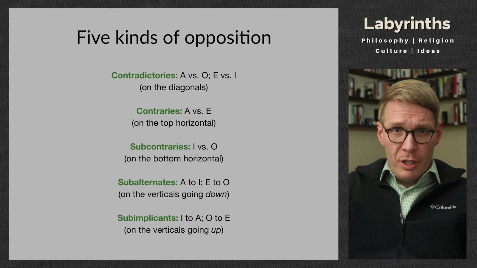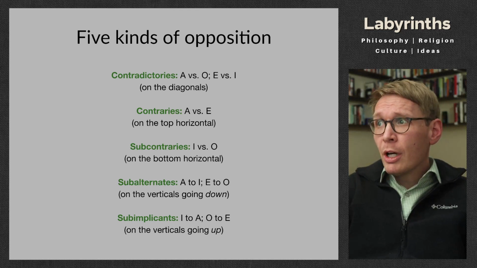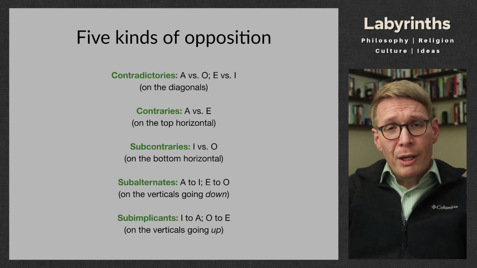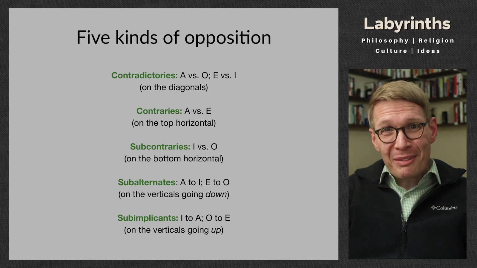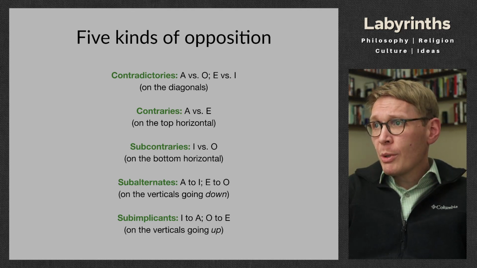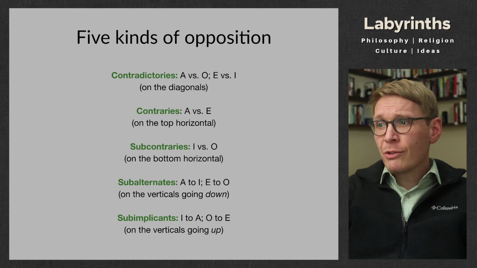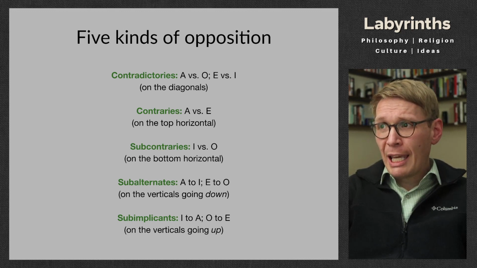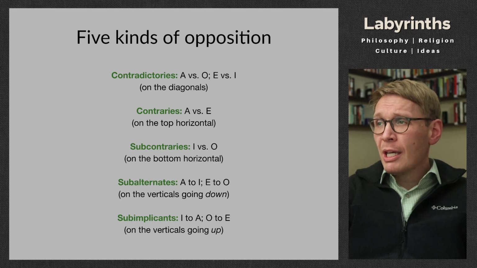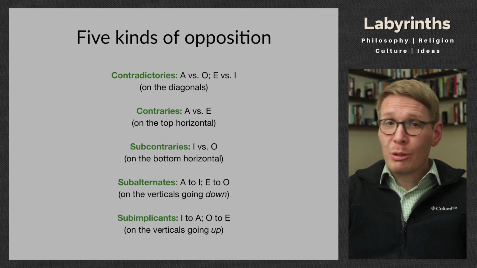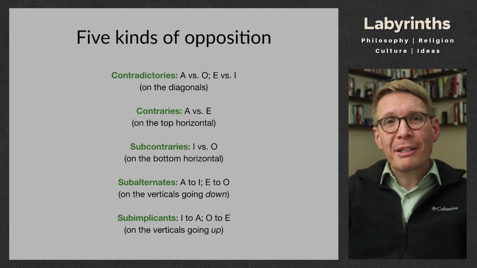Five kinds of opposition then. Five things you can do to determine what are the opposite of a given statement. So you have contradictories, contraries, subcontraries, and then subalternates and subimplicants. And I indicate there where on the square they appear, and what kind of propositions are involved in each. So you can pause and take a look, but we'll come back to this at the end.